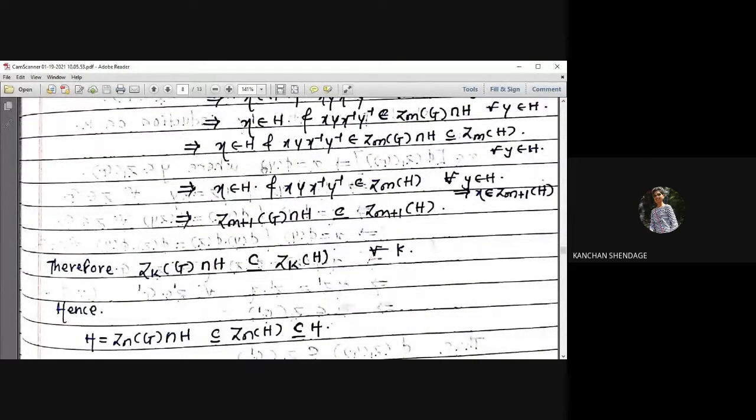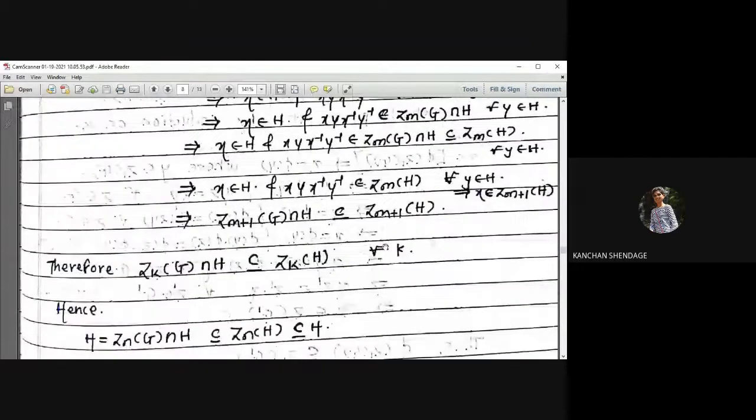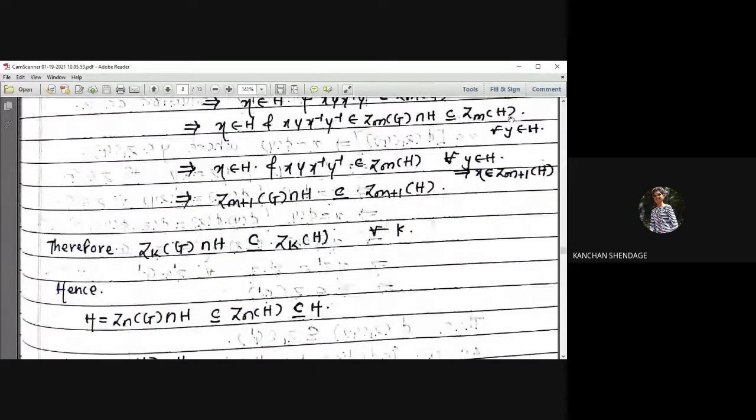It means that x belongs to h and x inverse belongs to Zm of g intersection h, which is contained in Zm of h, for all y belongs to h. Look at here. We are assuming that Zm of g intersection h is contained in Zm of h. We have assumed this statement as the induction hypothesis, and we used it here. So Zm of g intersection h is contained in Zm of h for all y belongs to h.